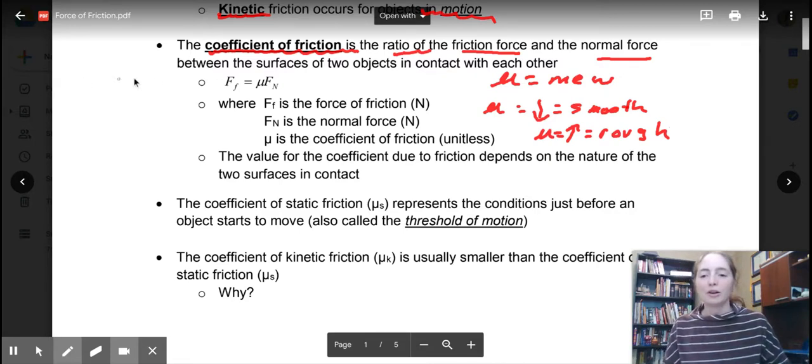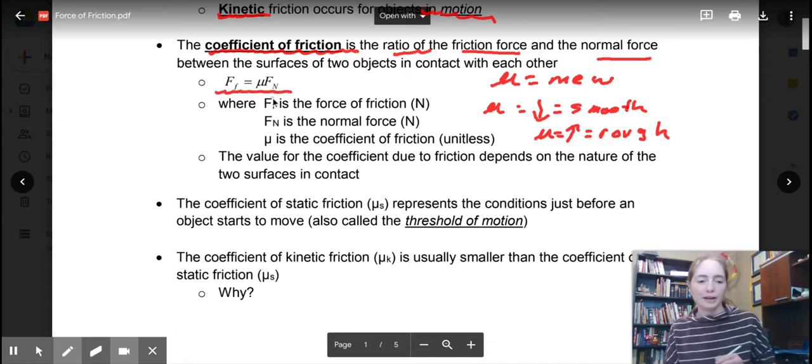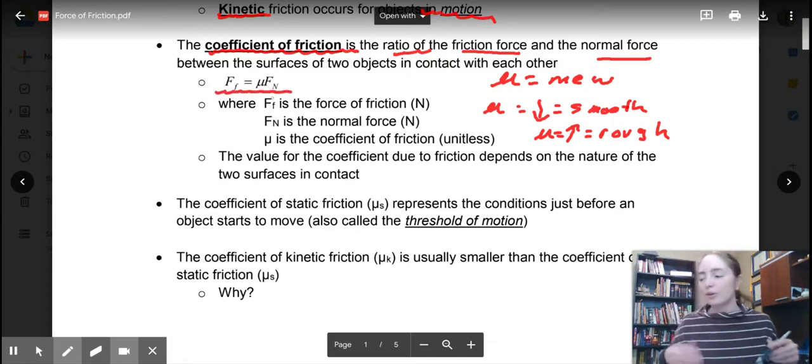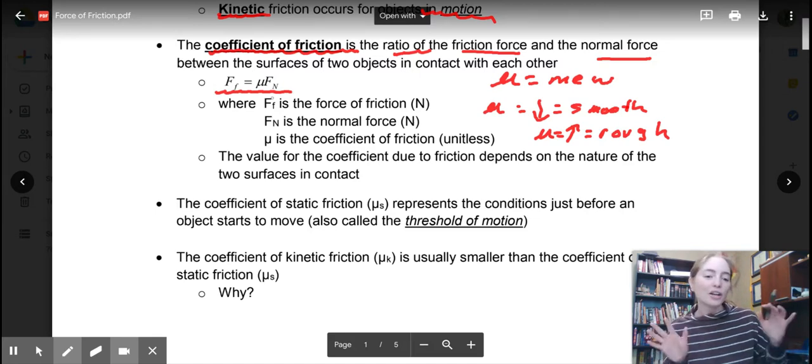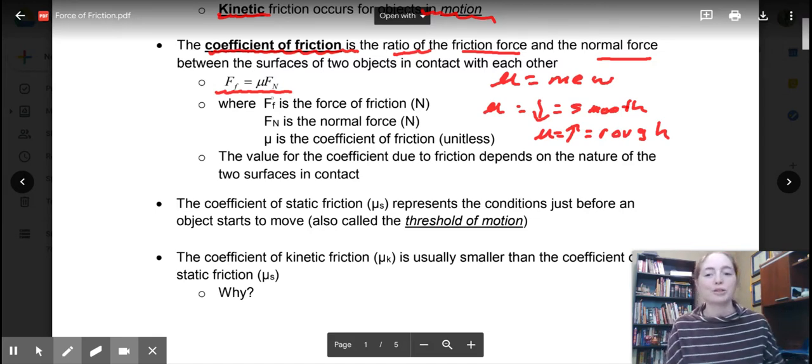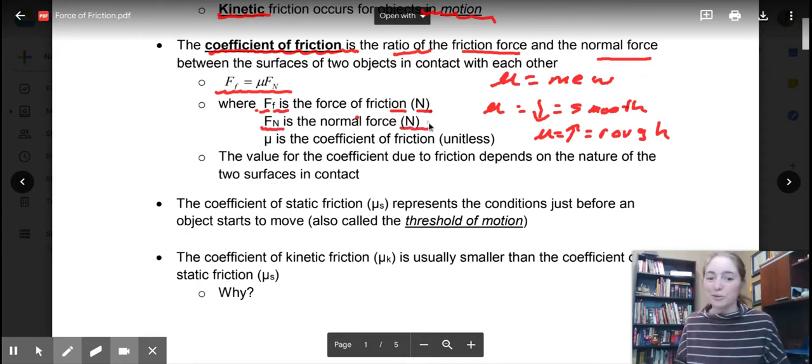Let's look at our equation here. Your force of friction is equal to mu Fn. This equation is on your data sheet, so you can find it quite easily there under the dynamics section. Force of friction is, of course, in newtons. That's not news. And your normal force is also in newtons, not news.